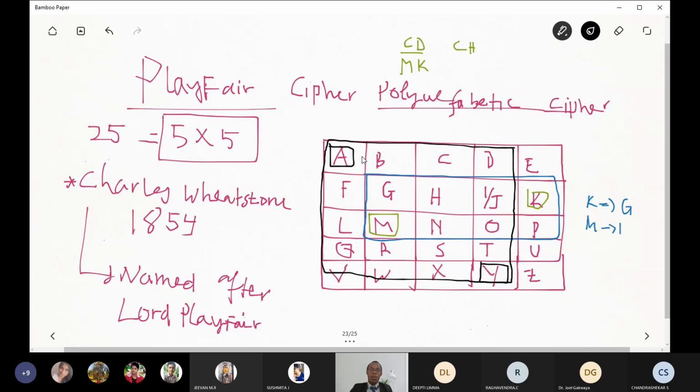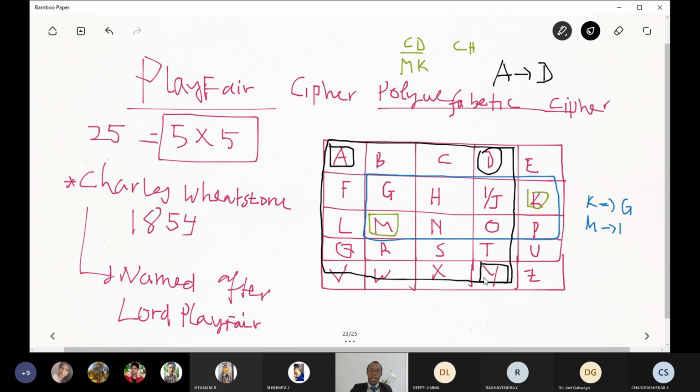You cycle them. Now, what is the last corner of the rectangle? The letters in the same row, in the same rectangle, are A, B, C, D. So the last one is D, right? The last one is D. So A is going to be encrypted as a D.